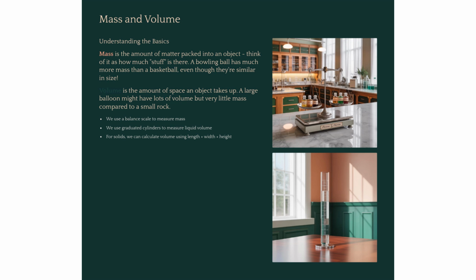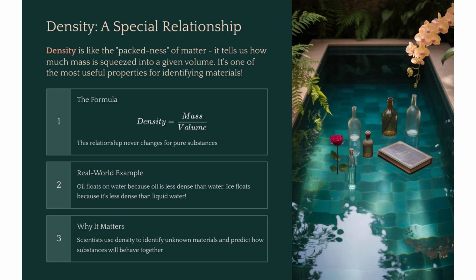Think of a big beach ball. It has a large volume, even if it doesn't weigh very much. We measure mass with a scale and volume with a measuring cup or cylinder. Now let's talk about density. This is a cool property because it tells us how tightly packed the matter is in an object.